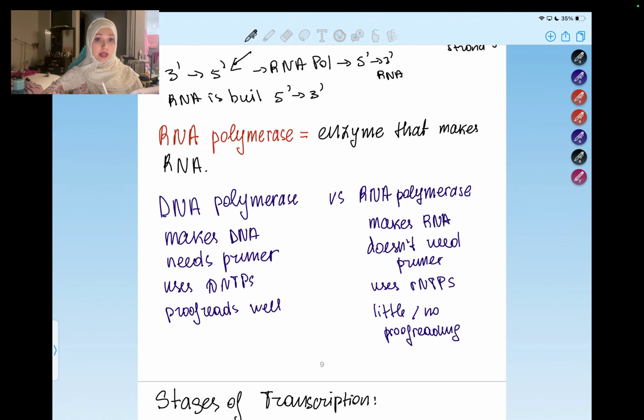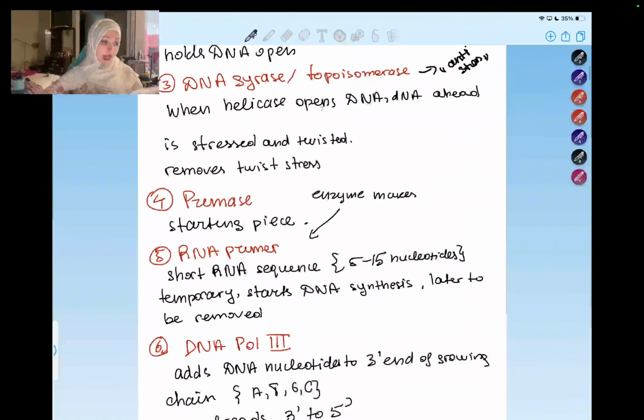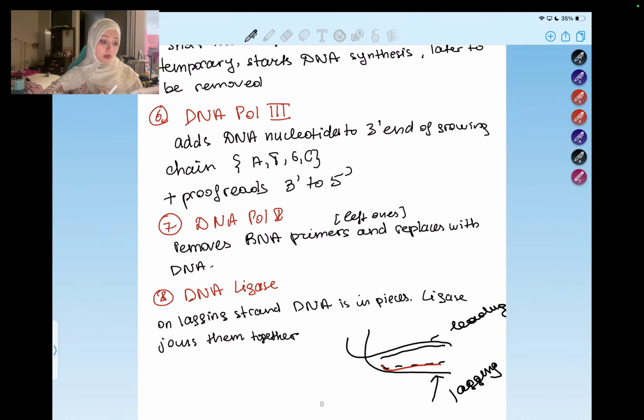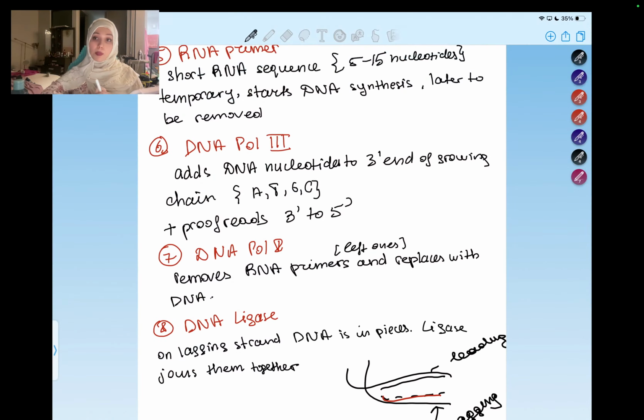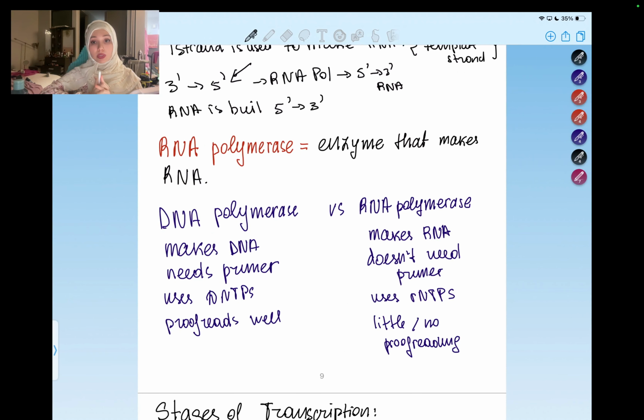It's the enzyme that makes RNA, but you can get a bit confused because here we also had DNA polymerase. We have DNA polymerase 3. By the way, just an interesting fact, don't pay attention to numbers. Even though it's polymerase 3, it comes before polymerase 1. Anyways, we have DNA polymerase and RNA polymerase, and we have to know their difference. DNA polymerase makes DNA and RNA polymerase makes RNA. DNA polymerase needs a primer, but RNA polymerase doesn't need a primer, and it uses NTPs.